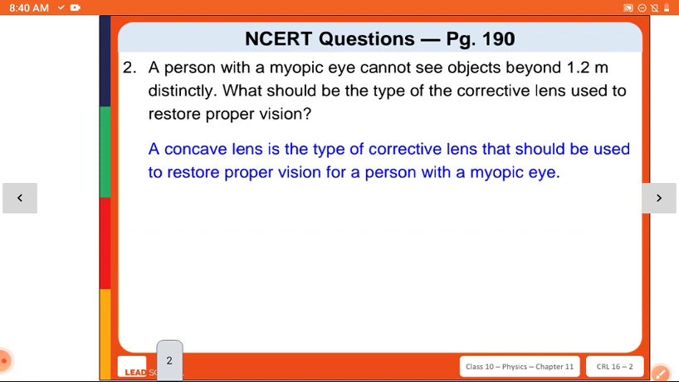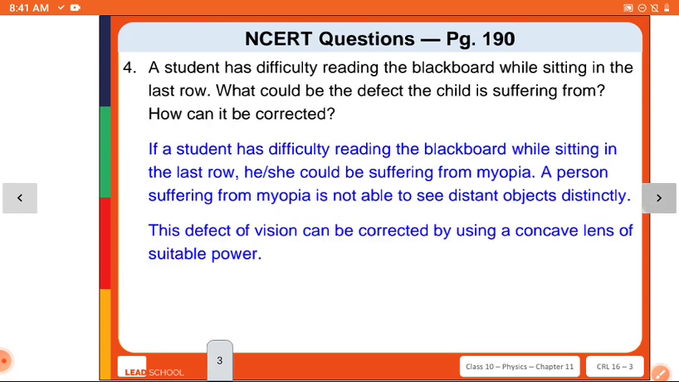Question number 2: a person with a myopic eye cannot see objects beyond 1.5 meter distance. What type of corrective lens should be used to restore proper vision? So it is a concave lens, because we know that a concave lens diverges the rays of light. So a concave lens is the type of corrective lens that should be used to restore the vision.